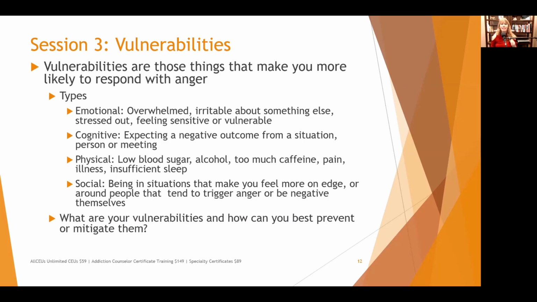Have people think about their personal vulnerabilities and how they can best prevent or mitigate them. Not everybody, for example, gets super irritable if they've had too much caffeine. I tend to be somewhat goofy if I've had caffeine. Other people, it triggers their anxiety, triggers that HPA axis too much, so they do become agitated. And when you're already agitated, when you add on to agitation, you just step right up to anger.